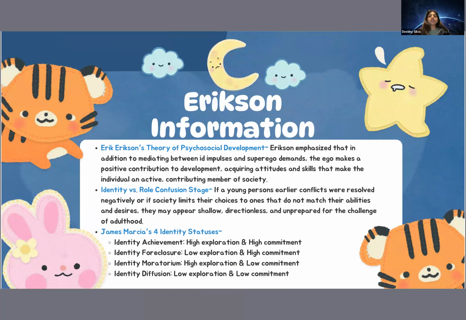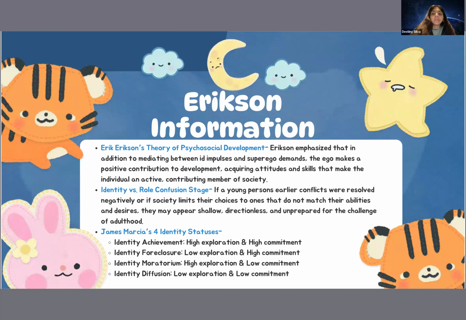In regards to Erikson's theory of psychosocial development, a brief description of that is that he focused on the ego mediating between the id impulses and the superego demands, saying that the ego makes a positive contribution to development, equating attitudes and skills that make the individual an active contributing member of society. And then he also did the identity versus role confusion stage, where early conflicts could then affect their ability to interact with their environment later on. And right here are James Marcia's 4 identity statuses, which were added on as well.